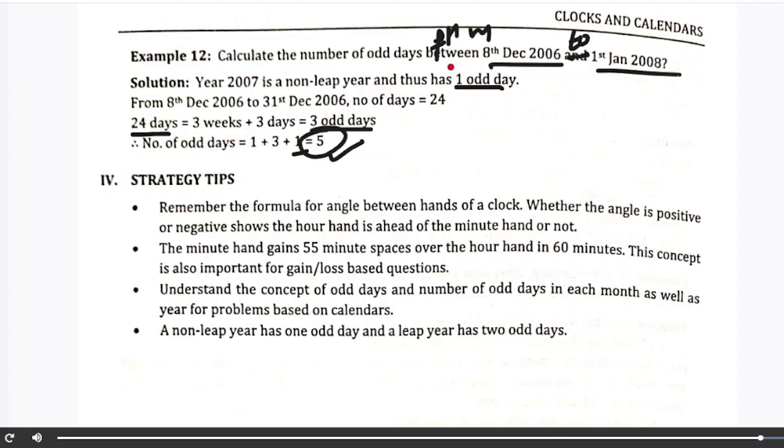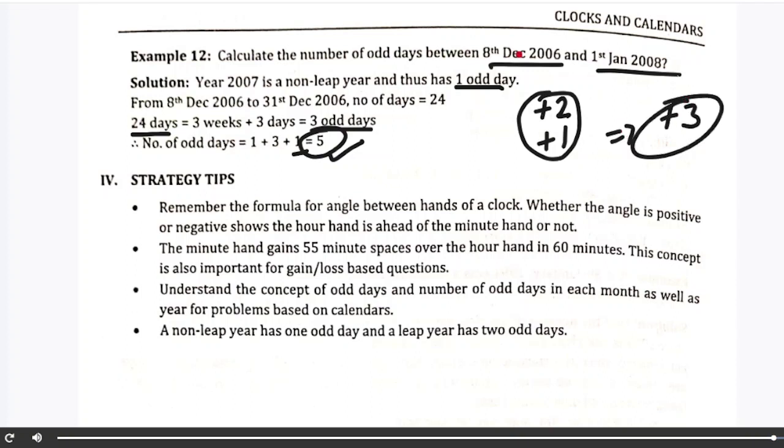But if they say between, in between, you don't count 8 December and 1st January. That means the answer is going to be 23 days of December, which means plus 2, and 2007 plus 1. Between means 1st January also will not come. The answer is going to be plus 3 in that case. So remember, whether it's between or from, just pay attention to that. There is a mistake in printing, I believe. That is why the answer is missed out.